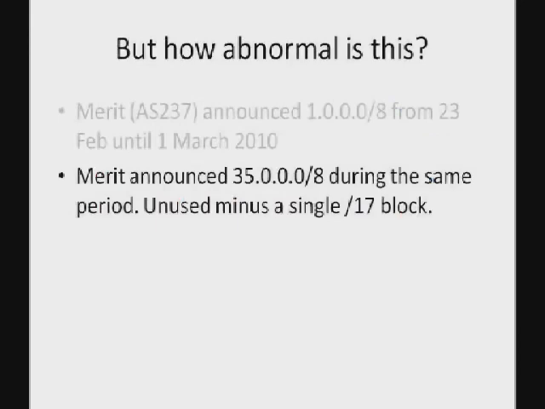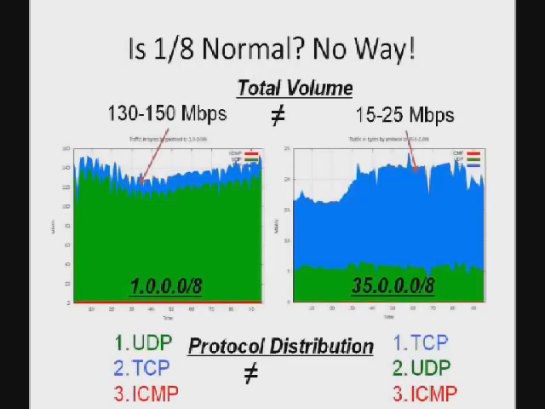So how normal is this? Is this what darknet traffic is supposed to be? We looked at traffic that we already had from another /8, which is the 35/8, which is largely unallocated except for a small /17 block in it. So we compared the total volume. On the left, you'll see the total volume for the 1/8, which was about 150 megabits per second. On the right-hand side, the 35/8 was measured at 15 to 25 megabits per second. So right away, there's a huge difference in the traffic volume.